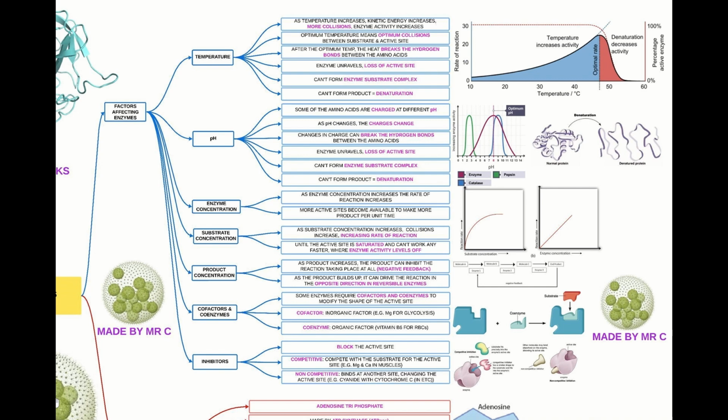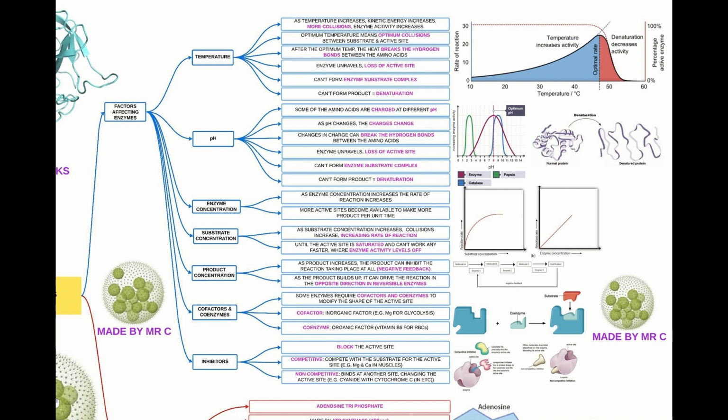Next, we have product concentration. As the product concentration increases, the product can inhibit the reaction taking place at all. We call this negative feedback. In fact, as the product builds up, it can drive the reaction in the opposite direction for those reversible enzymes. And we've got a little diagram here about the effect of the buildup of a particular product feeding back to an original enzyme to stop it from working. And that is, in fact, called negative feedback.